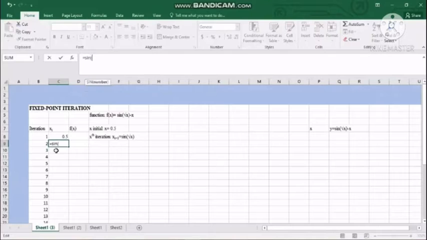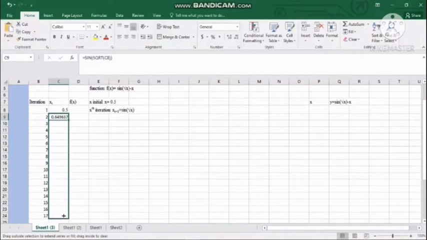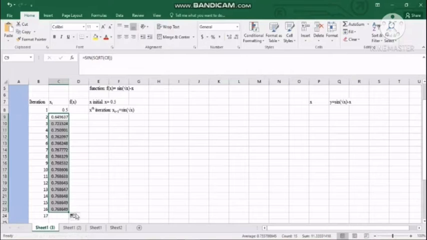sine square root of 0.5. And drag it until we get values that are equal to each other.